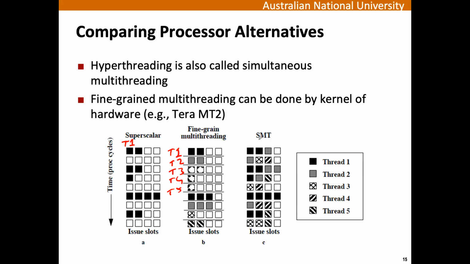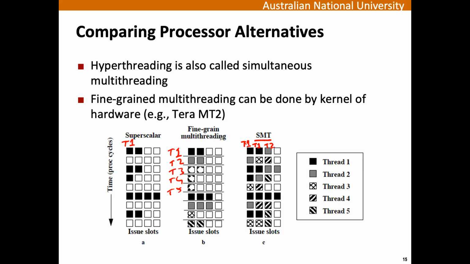Now, with simultaneous multi-threading or hyper-threading, in each cycle, you're trying to fill all the issue slots by taking instructions from 2 different threads. So in this cycle here, you have this instruction from T1, this is from T1, this is from T2, right? You're trying to keep all the functional units busy. You're trying to fill all the issue slots by taking instructions from multiple threads.